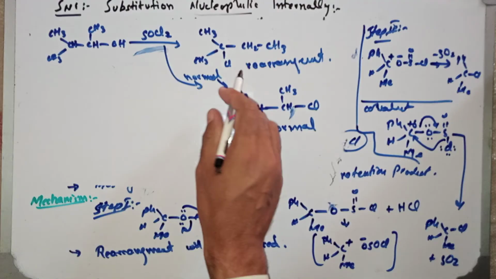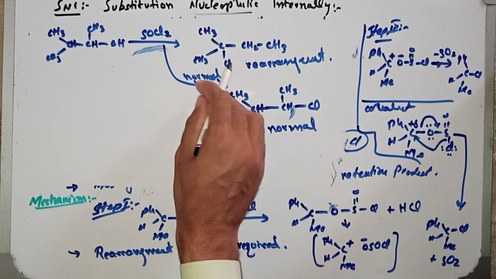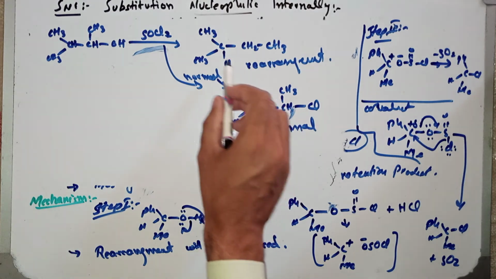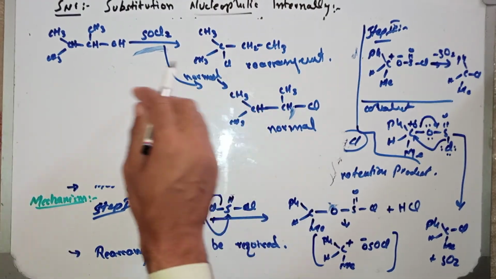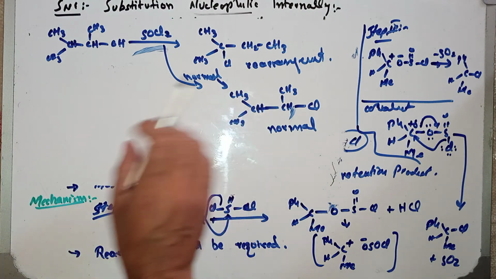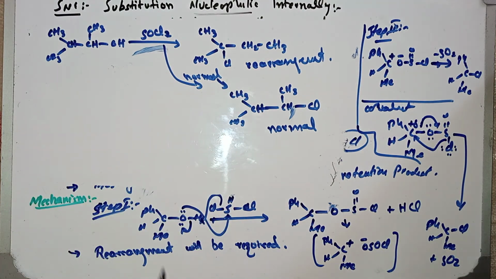While the observed product, or the rare product, will be like this. This product is produced due to the rearrangement. How? Let's do the mechanism of this reaction.